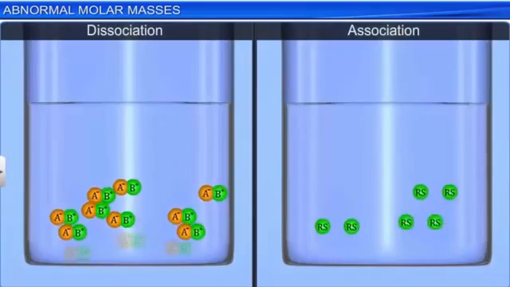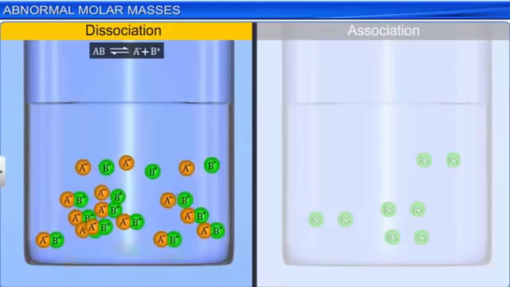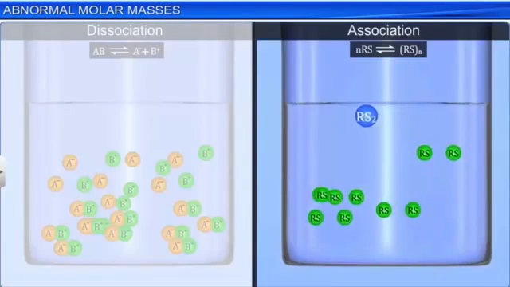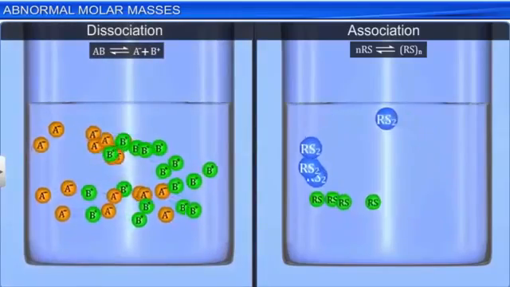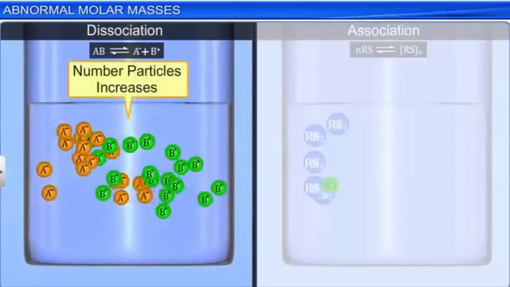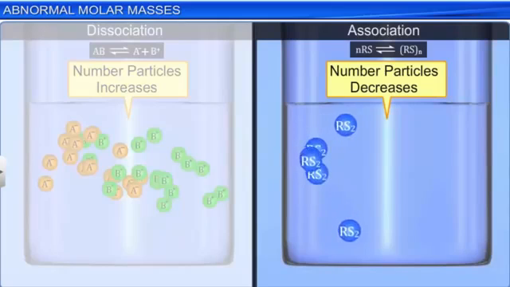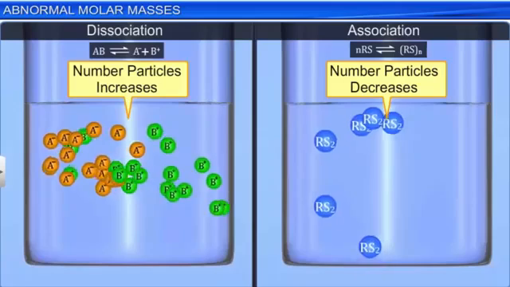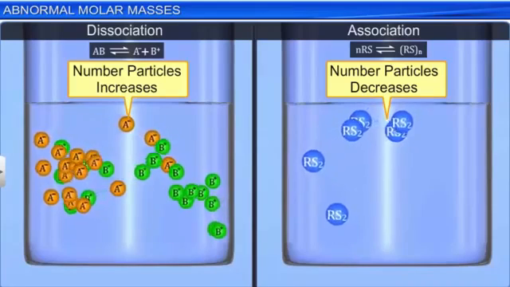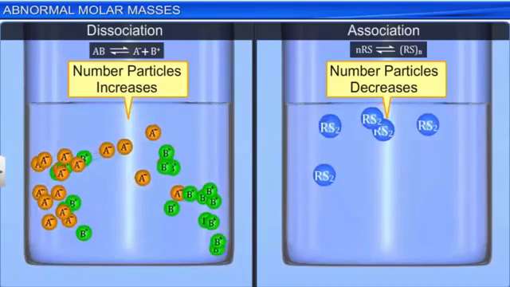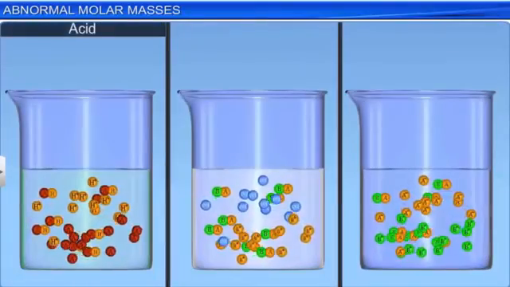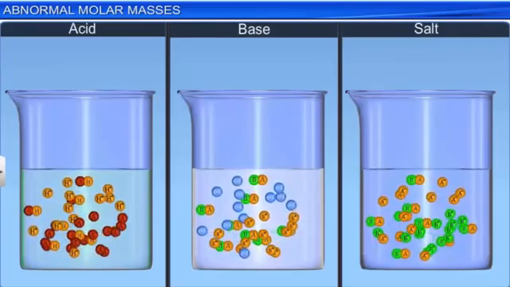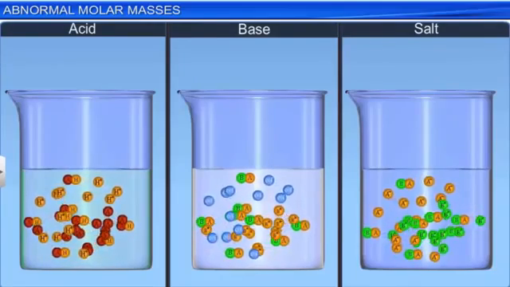When a solute undergoes dissociation or association in a solution, then the number of particles of the solute in the solution increases or decreases respectively. Thus, the colligative property changes accordingly and we get abnormal results. Inorganic acids, bases, and salts undergo dissociation either completely or to some extent in an aqueous solution.